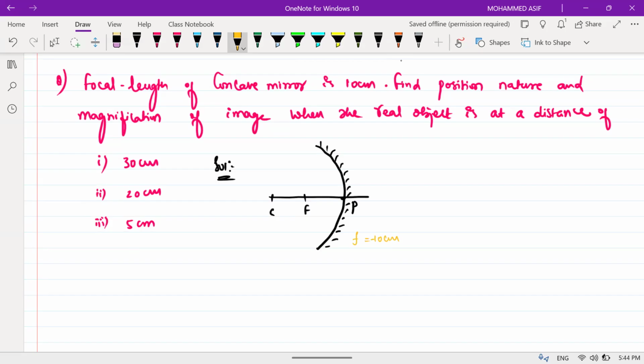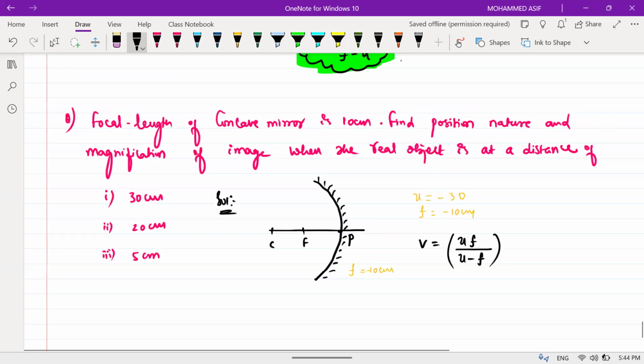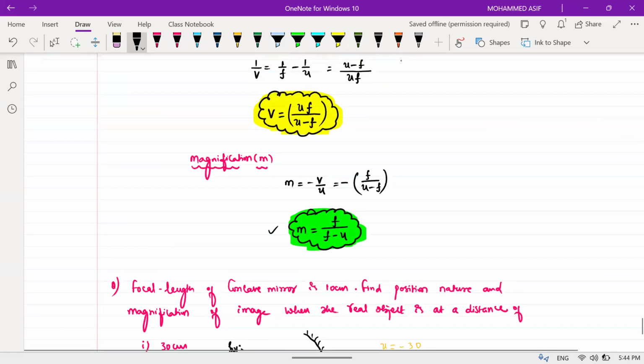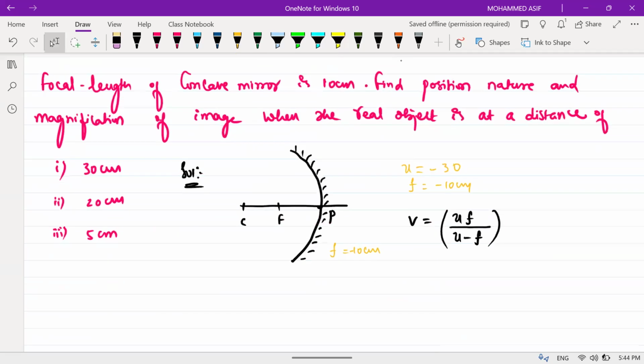Find the position, nature, and magnification of image when the real object is at a distance of, the first object he is giving is at 30 centimeters. So U is equal to minus 30 centimeters. Focal length is equal to minus 10 centimeters. So we need to calculate the image distance. I can directly use the shortcut formula: V is equal to U into F divided by U minus F. Isn't it? Clear?